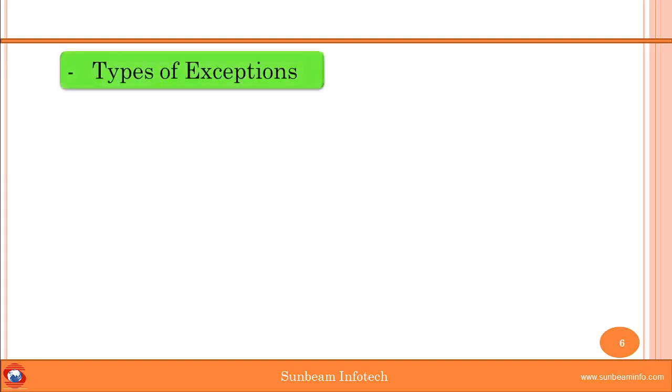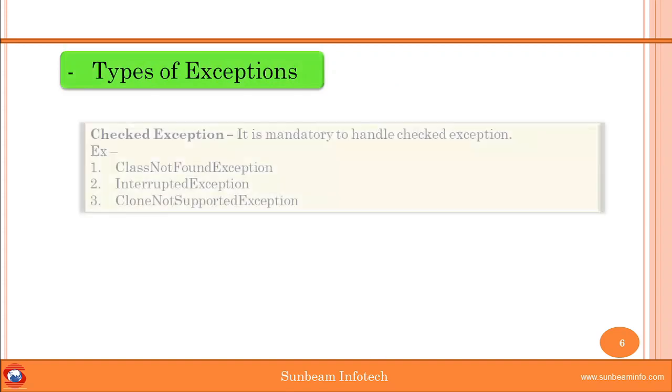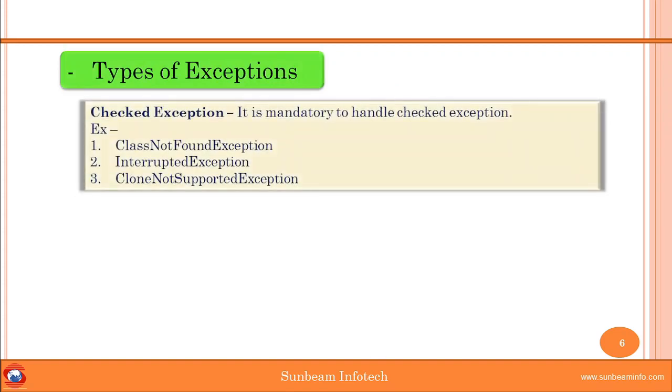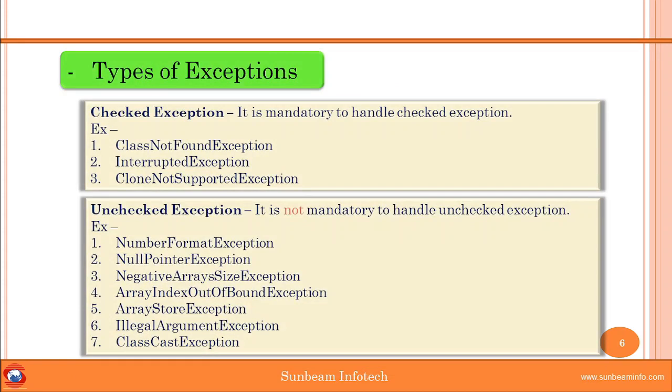Let's move towards the next one. Types of exception. There are two types of exception, checked exception and unchecked exception. Checked exception, it is mandatory to handle a checked exception, and these are examples: class not found exception, interrupted exception, clone not supported exception.